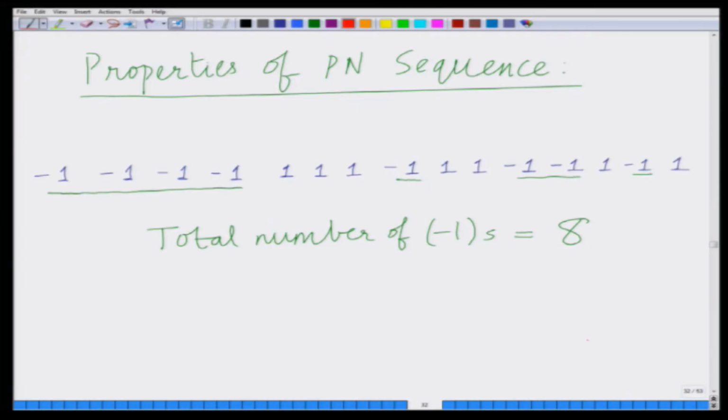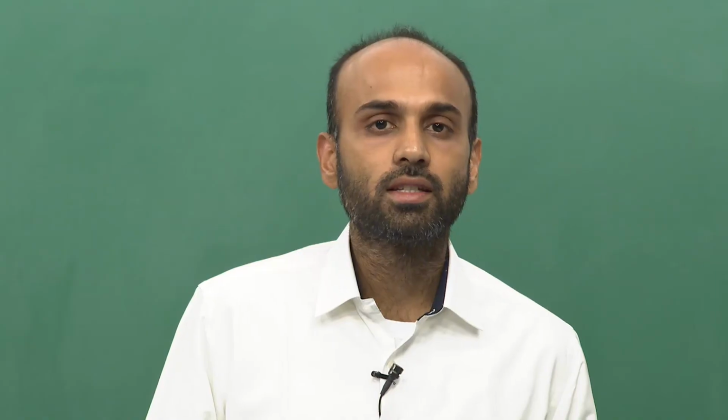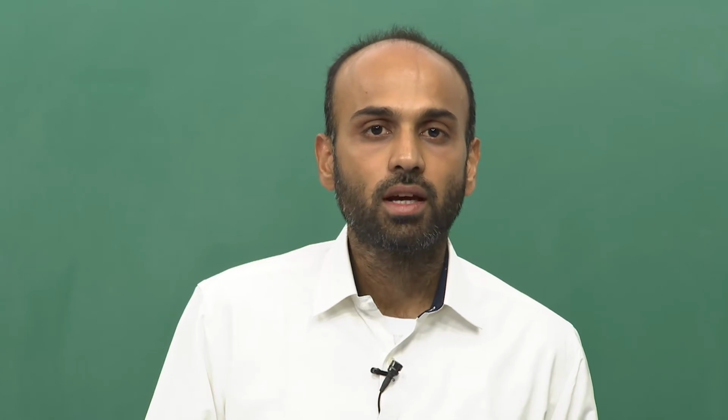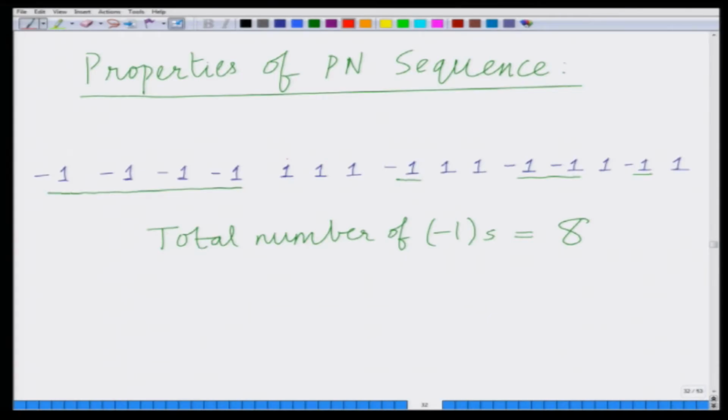Now, let us calculate the number of plus 1 symbols in this PN sequence. I want to calculate the total number of plus ones. We have 3 plus ones over here, 2 plus ones over here, another one over here, another one over here. So, 3 plus 2 is 5, plus 1 is 6, plus 1 is 7. So, the total number of plus 1 is equal to 7.